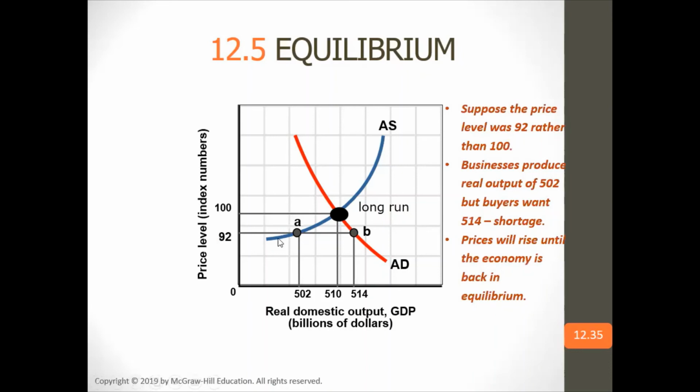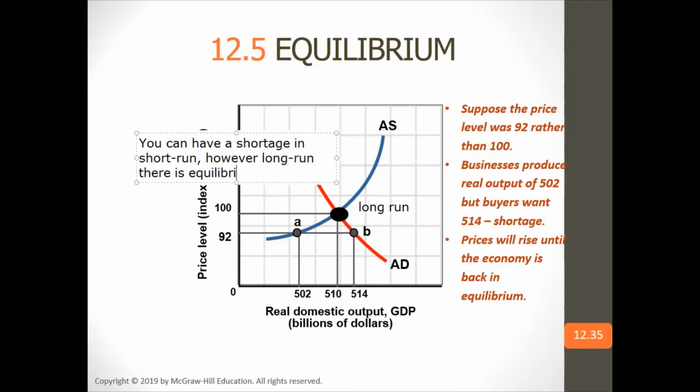So in the short run, there could be a shortage. Right here, the demand is 514. Then the supply is 502. So there's a shortage of 12 billion here. So that's the short run. You can have a shortage in the short run, right? However, in the long run there is equilibrium. So the long run is usually equilibrium.